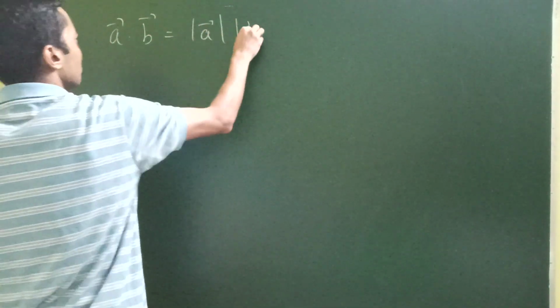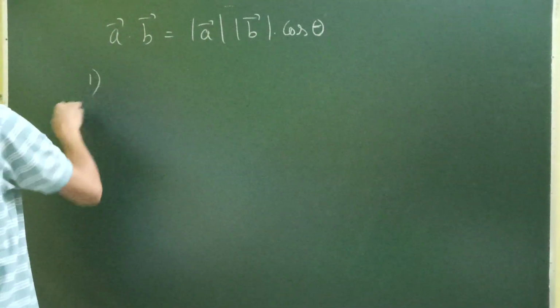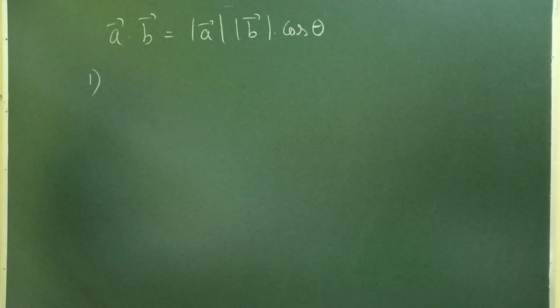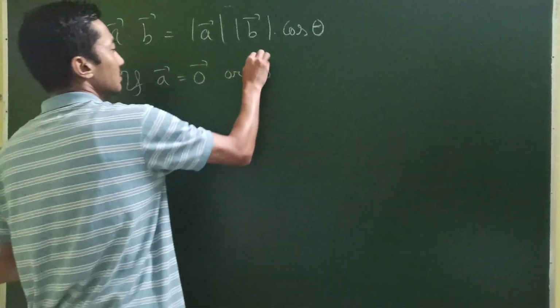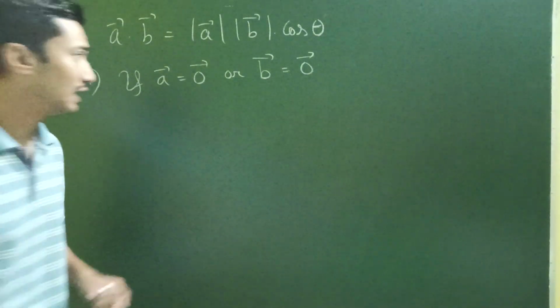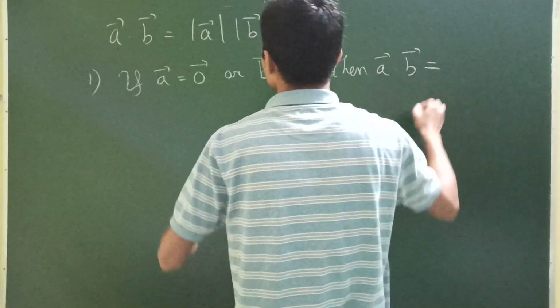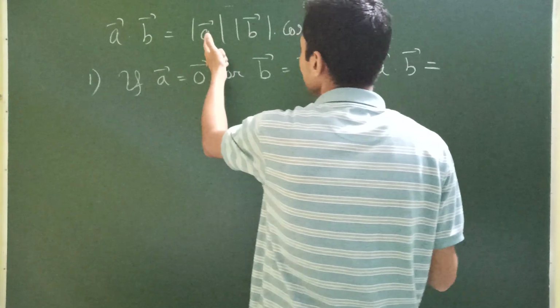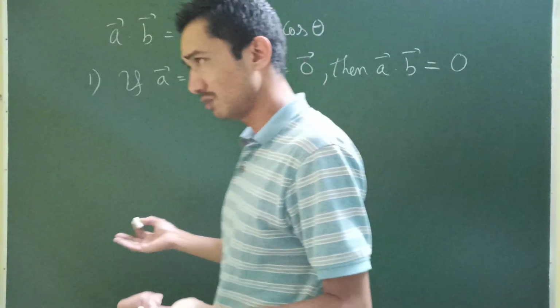Let me write down the formula once again. That is, the dot product of two vectors is magnitude of A into magnitude of B into cos theta. Now, the first special case: if vector A is a zero vector, or if vector B is a zero vector, if any one of the two vectors is a zero vector, then that's very simple. The magnitude of a zero vector is 0 only, so the dot product of the two vectors will be 0.